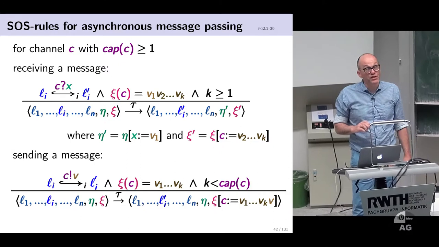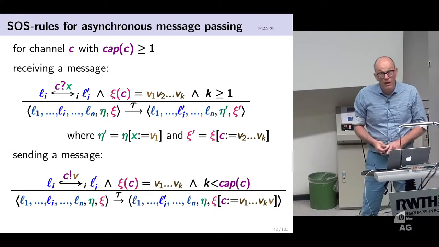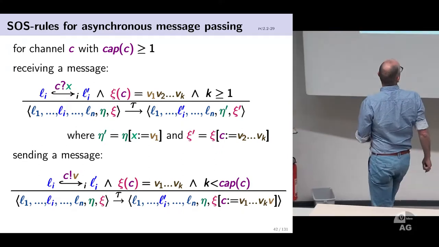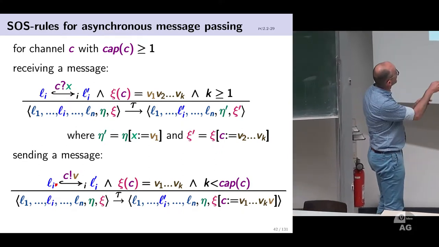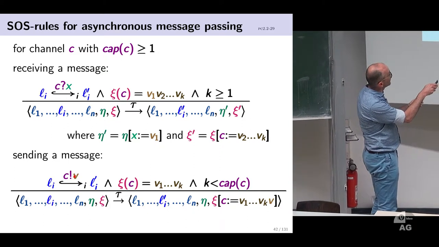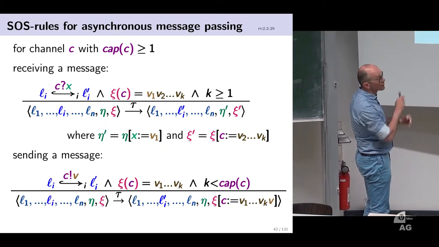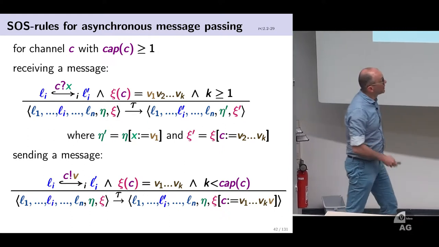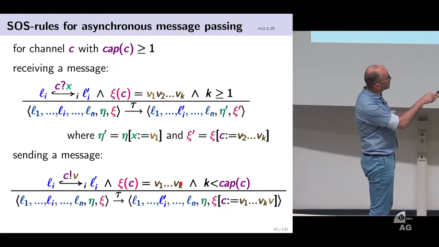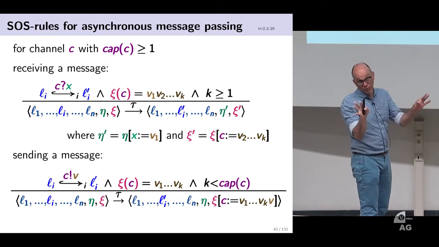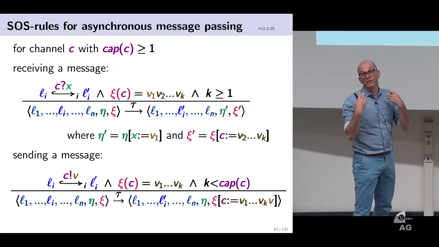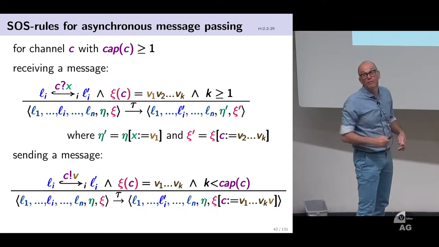Good. What happens if I send a message? I hope this is not so much of a surprise. So again, I consider a scenario where a program graph can send the message with value V to the channel C. First, what do I need to check? I need to check that this channel has maybe some content, possibly empty. And what else do I need to check? I need to check whether this action, sending a message, is enabled.